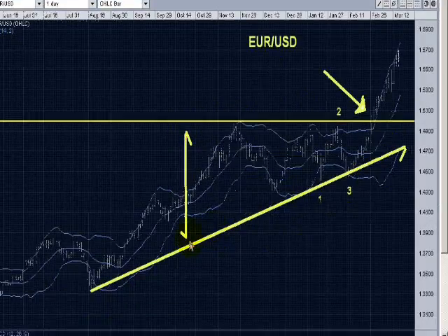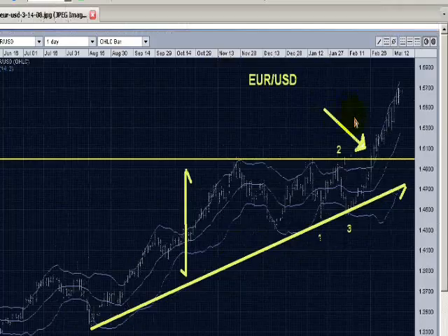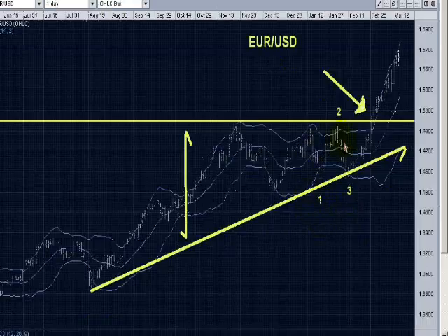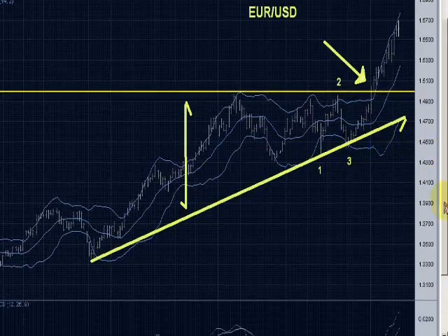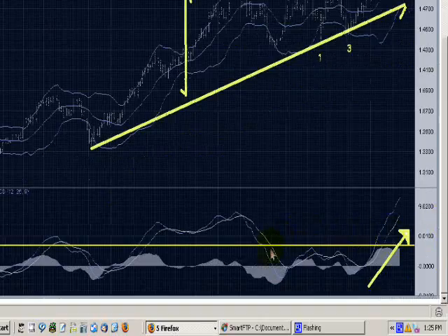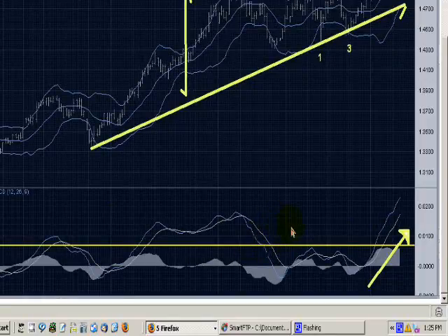There's a triangle formed up right here. Here's a 1, 2, 3. The Bollinger Bands, that's an indicator I've used. It shows you also why it's a good trade. Down here is the MACD. I really like the MACD.